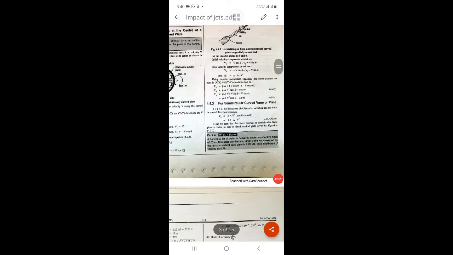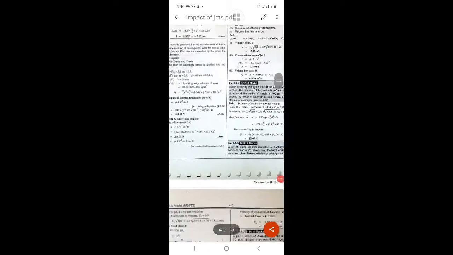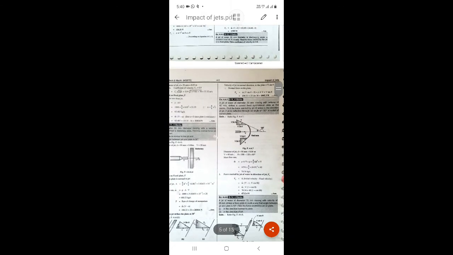Next, let's see an example on this case. A jet of water 50 mm in diameter is moving with a velocity of 40 meter per second and strikes a curved fixed symmetrical plate at the center. Find the force exerted by the jet on the plate in the direction of the jet, if the jet is deflected at an angle of 120 degrees at the outlet of the curve.